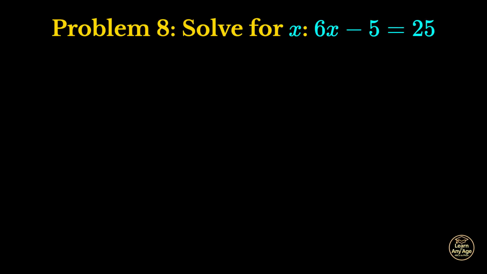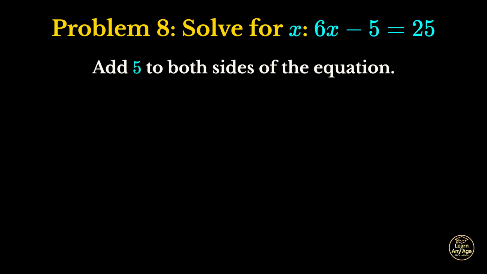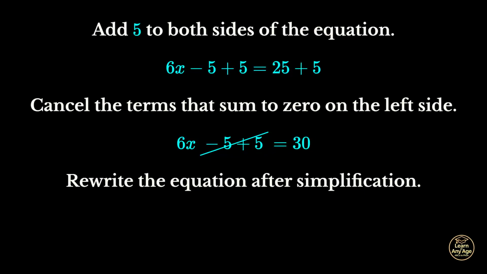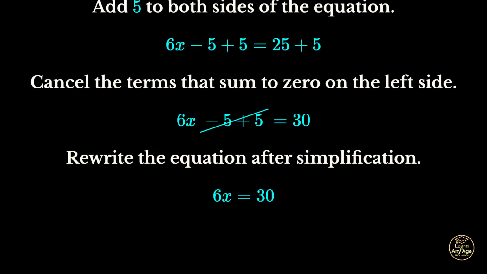Problem 8. Solve for x, 6x minus 5 equals 25. Add 5 to both sides of the equation. 6x minus 5 plus 5 equals 25 plus 5. Cancel the terms that sum to 0 on the left side. 6x equals 30. Rewrite the equation after simplification.